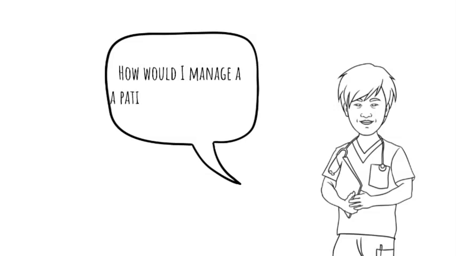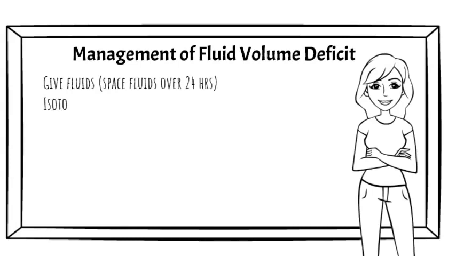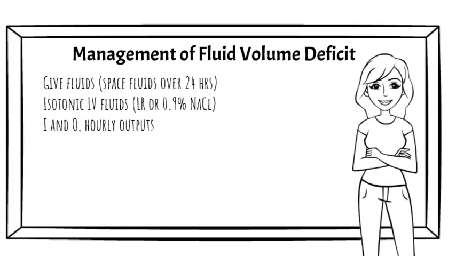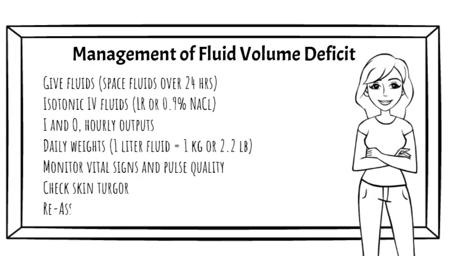How would I manage a patient who is in fluid deficit? Priority intervention is to replace fluids. The best fluid to give is an isotonic fluid such as LR or 0.9% normal saline, keeps the fluid in the vessel.